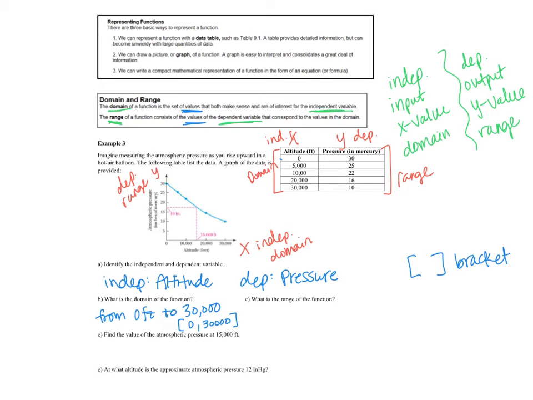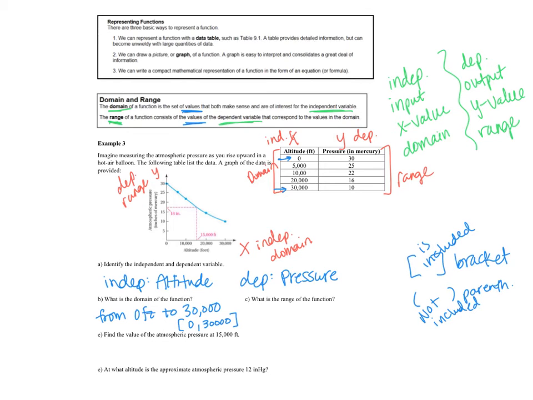Since I have 0 on the table and 30,000 on the table, I'm going to use a bracket. If it was not included, say it was going off to infinity, I would use a parenthesis. So a parenthesis is not included, and a bracket is included. Most of the time we'll look at brackets here, unless it just goes off to infinity, it's never ending.